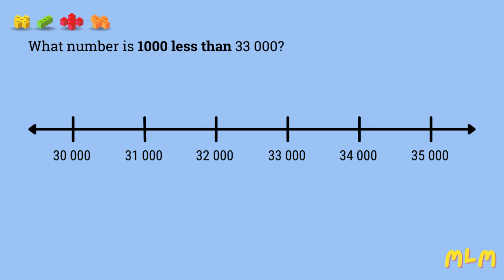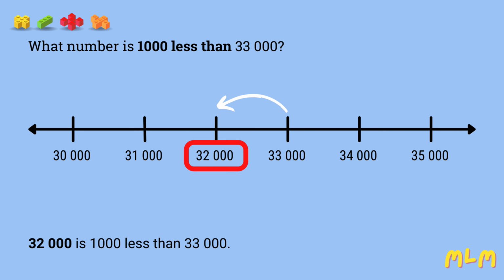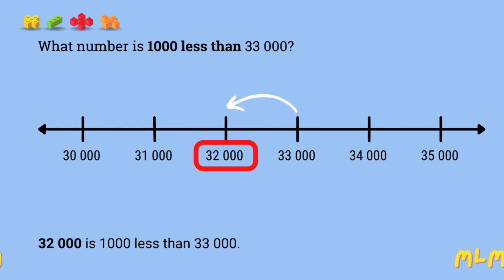What number is 1,000 less than 33,000? Let's count back from 33,000 in steps of 1,000. 33,000, 32,000. 32,000 is 1,000 less than 33,000.